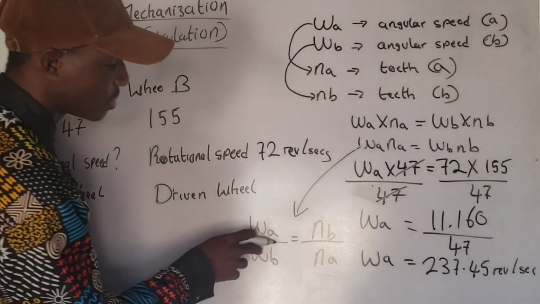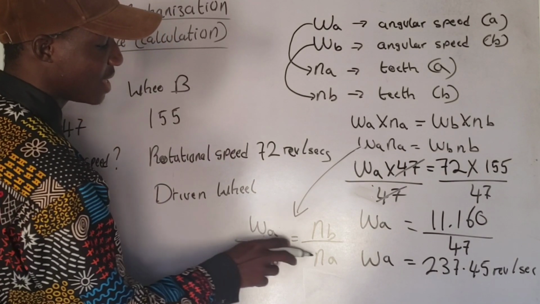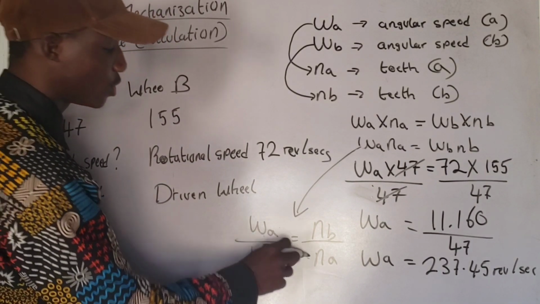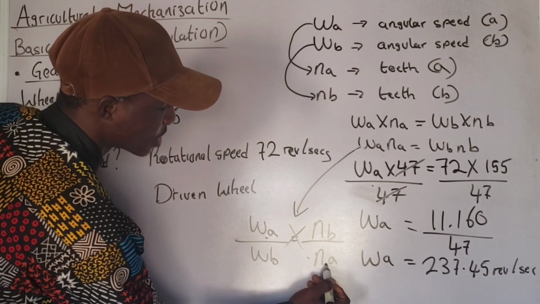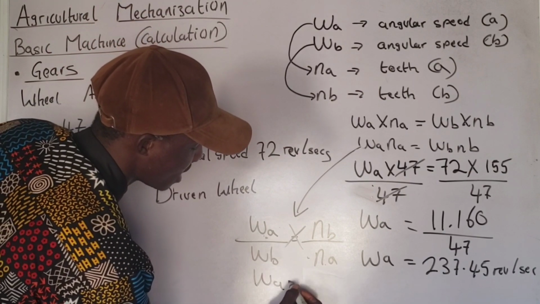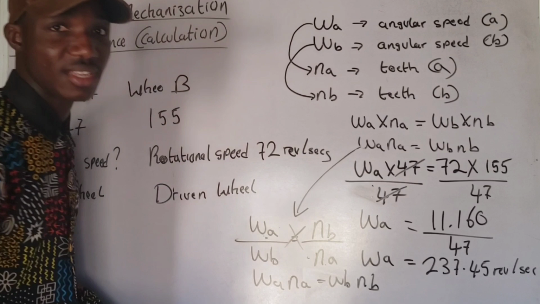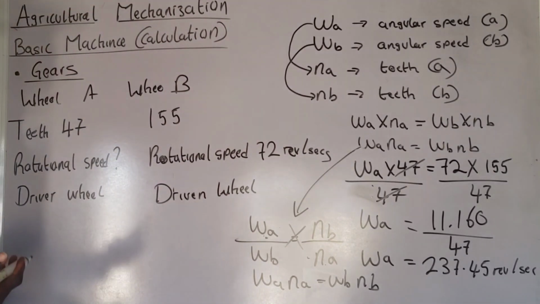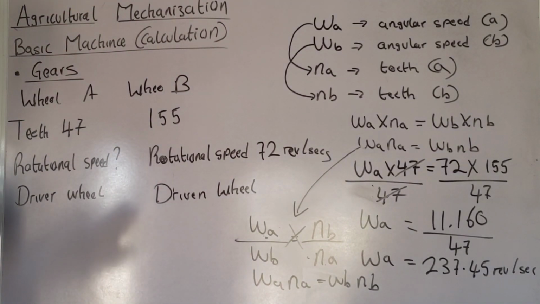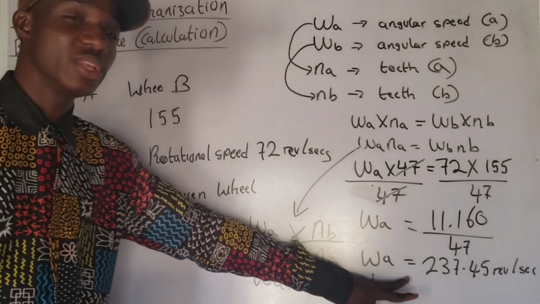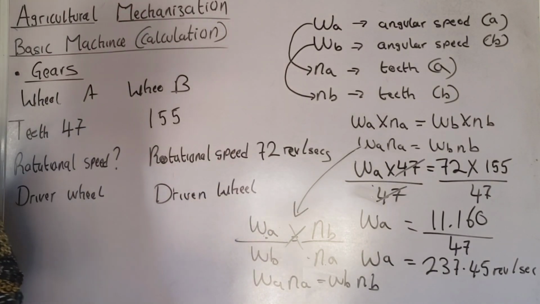Because by the time you take the cross product, this multiplied by this, you are going to have WA multiplied by NA. That is WA NA equals WB NB. Do you understand? So that is it. You can use any of the formulas. So do you understand how I got the angular speed of wheel A? If you didn't understand, listen to the explanation again.